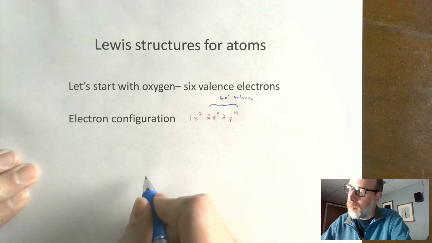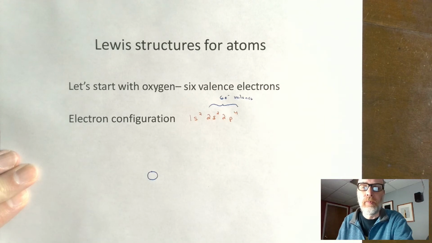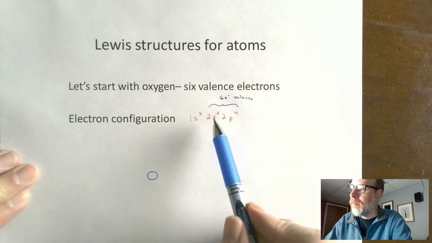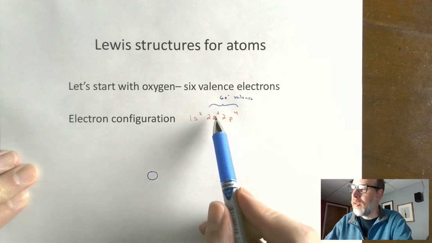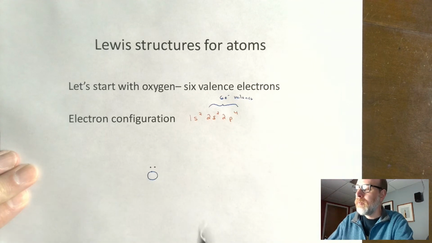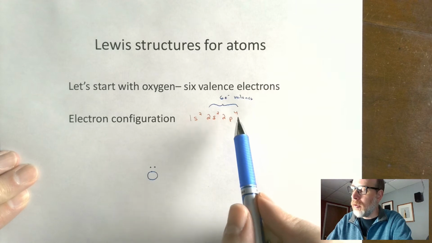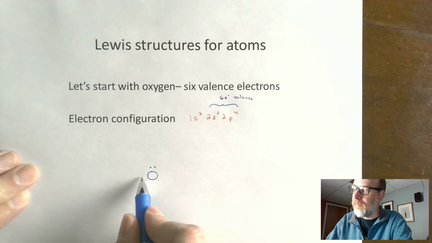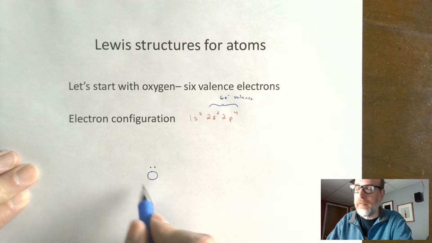So the first thing we're going to do is write the elemental symbol. For oxygen, that's O. Then we're going to take the s electrons from the valence and put them on top. So there are 2 of them. They're going to pair up on top. And then we're going to take those 4 p electrons and fill them in 1, 2, 3 different spots, 3 different p orbitals.